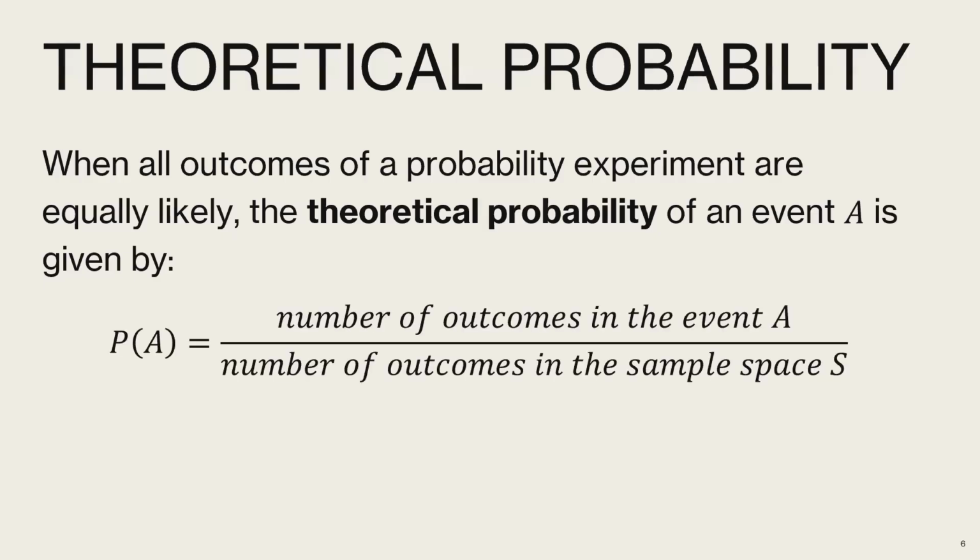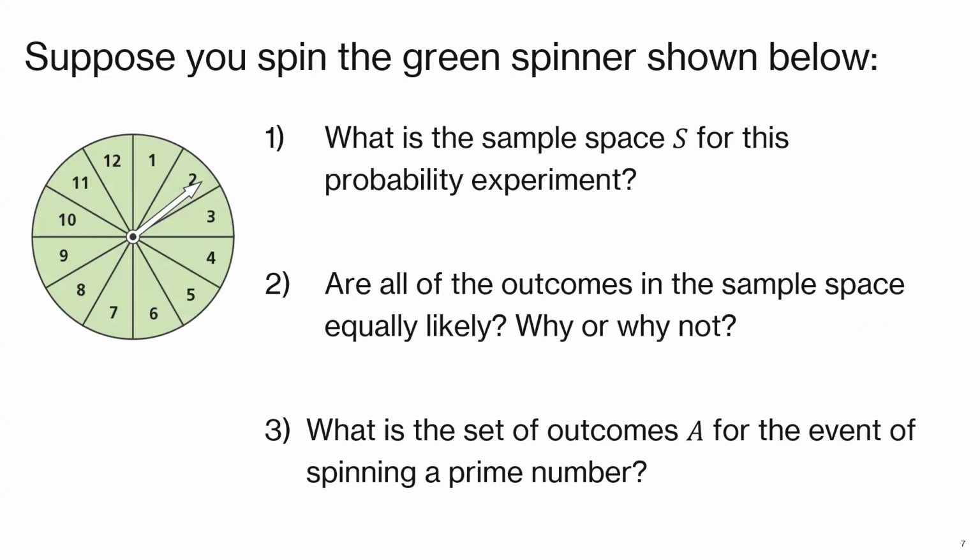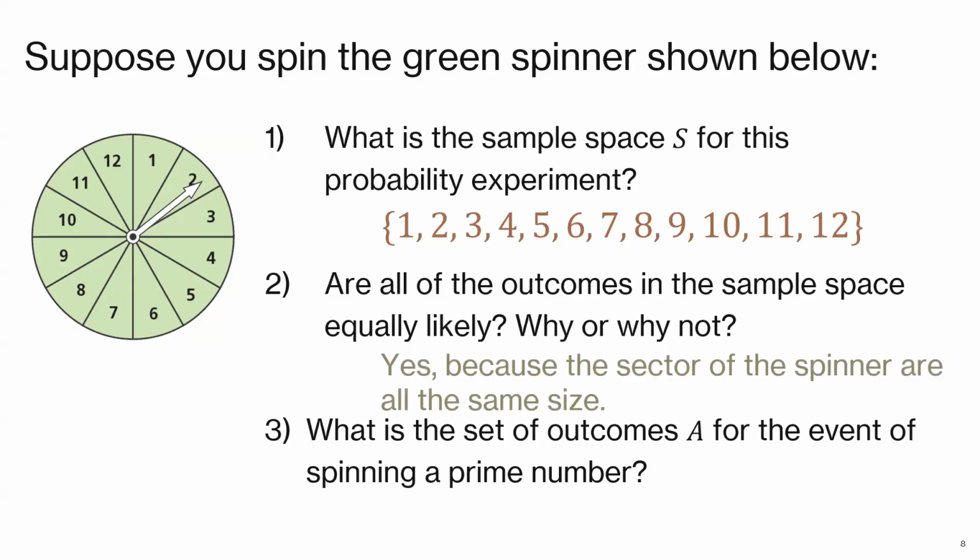So we have this spinner. It is all of the numbers 1 through 12. They are equally spaced. In this case, the sample space of this experiment is a list of all of the numbers 1 through 12. You've got your curly brackets, you've got your commas. And it says, are all of the outcomes in this sample space equally likely? Why or why not? That's dependent upon the size of each little piece of pie here. Because each sector is the same size, the chance of landing on each number is equal throughout the entire spinner.